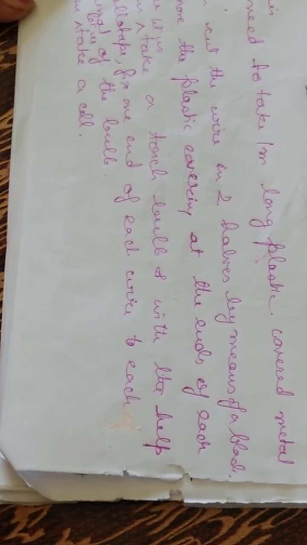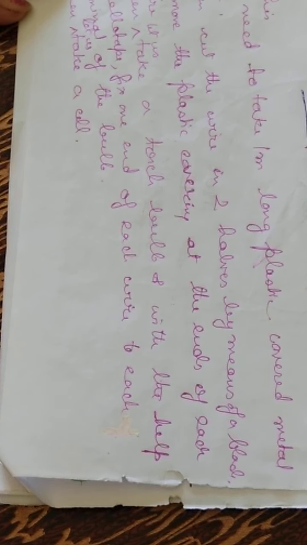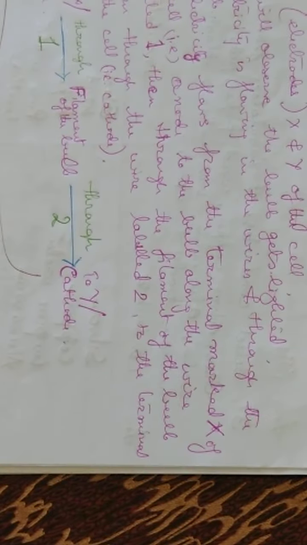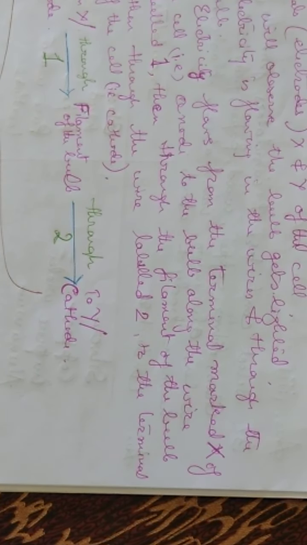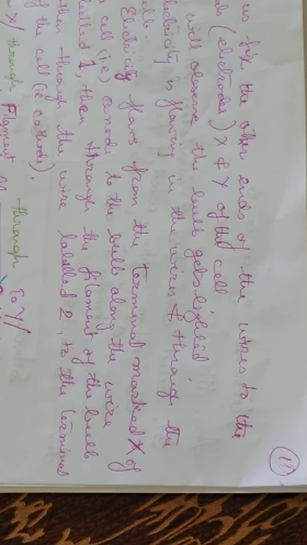So for this we need to take a 1 meter long plastic or insulated metal wire, then cut the wire into two halves by means of a blade and remove the plastic covering at the ends of each wire. Let us take a torch bulb and with the help of a sellotape fix one end of each wire to the terminal of the bulb, the other to the cell. Then let us fix the other ends of the wires to the terminals X and Y of the cell. These X and Y terminals of the cell are the electrodes. One is cathode and the other is anode. Then we will observe that the bulb gets lighted.